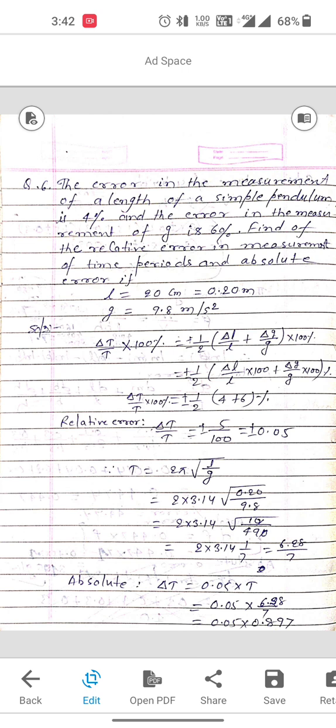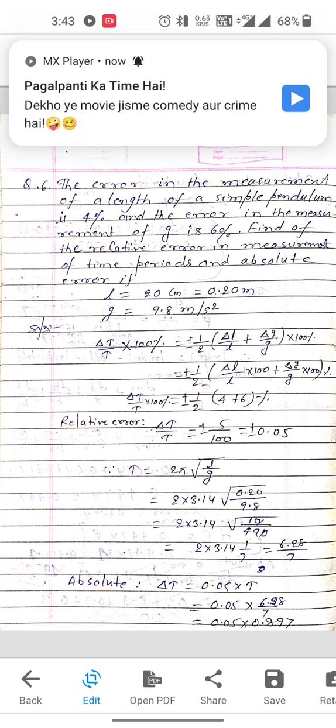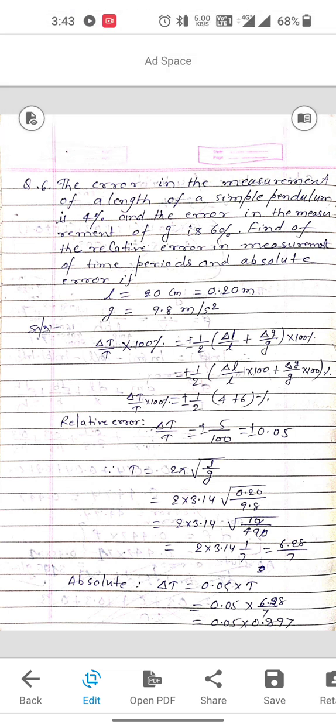The error in the measurement of the length of the simple pendulum is 4%, and the error in the measurement of g is 6%. Find the relative error in the measurement of the time period and the absolute error if L is 20 centimeter, 0.2 meter, and g is 9.8 meter per second squared. ΔT by T is half ΔL by L plus half Δg by g. ΔL by L is 4 and Δg by g is 6.